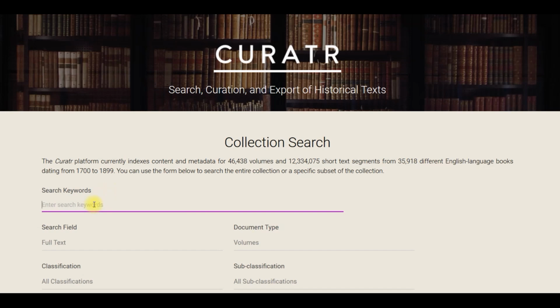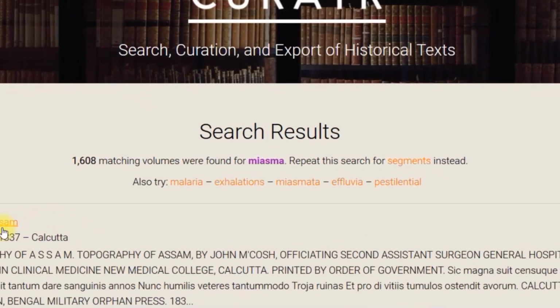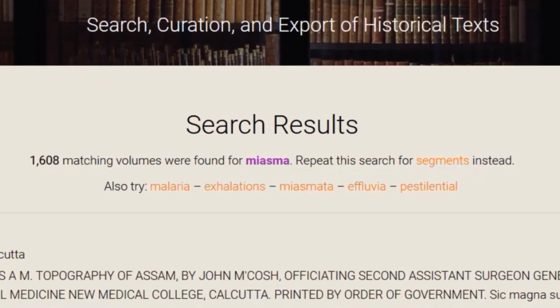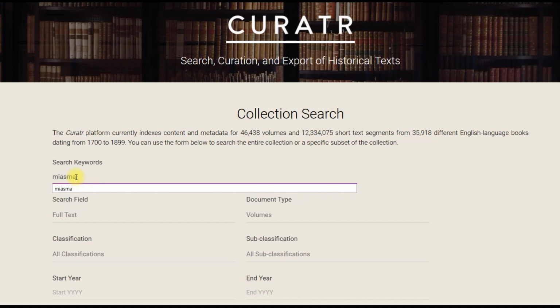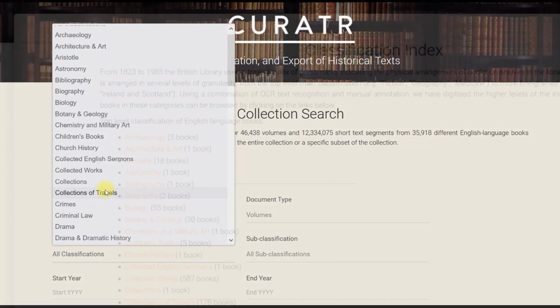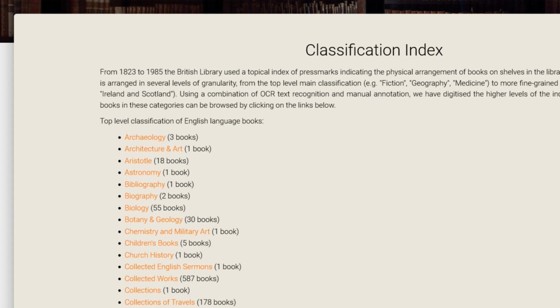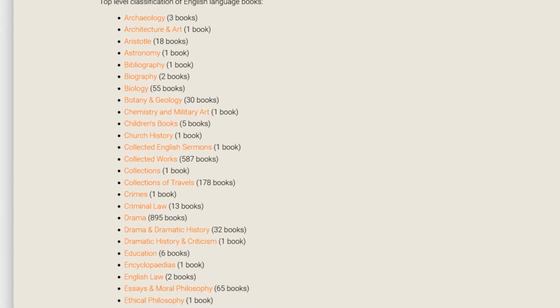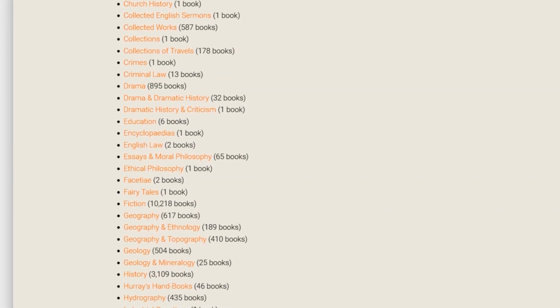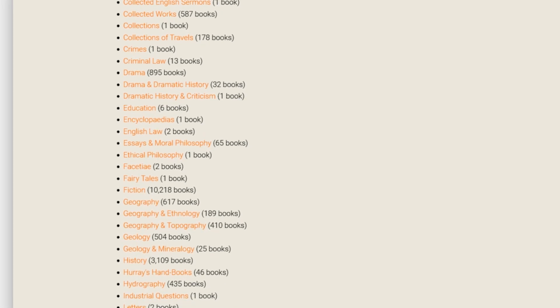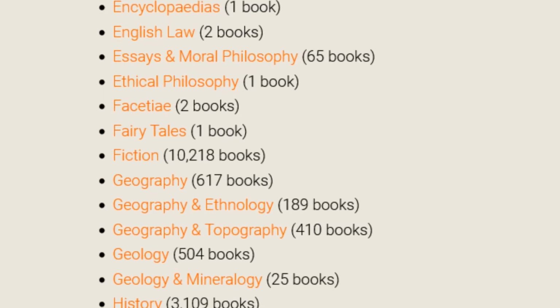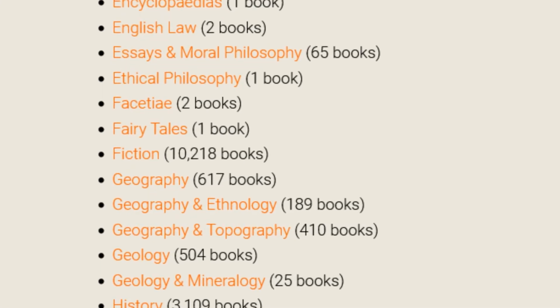Here is an interesting example of a word which changed meaning considerably over the period covered by this corpus: miasma. You can use search to find examples and filter them by classification. The classification system used by the British Library in the 19th and early 20th century was specific to its own collection. So look at this carefully and ensure you use broad classifications like fiction rather than sub-classifications, unless you are very sure of what you're looking for.